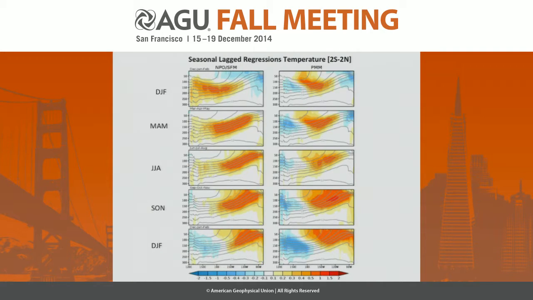And to quickly look at the lagged regression at the subsurface, I'll just point out the spring since I'm running out of time, but you actually see the pattern evolves to the east in the NPO SFM, and you see that their spring subsurface manifestations are quite different.